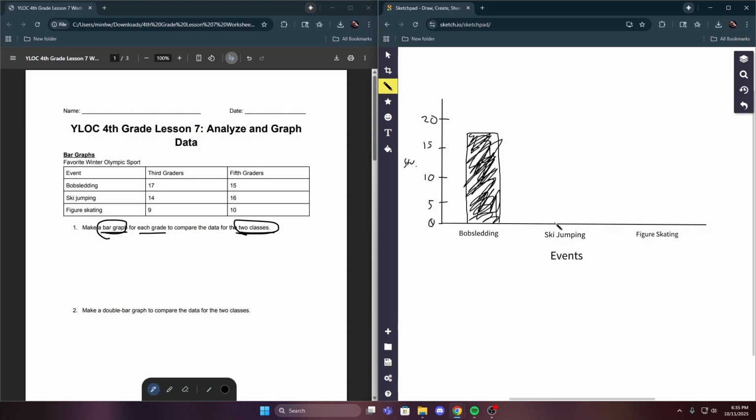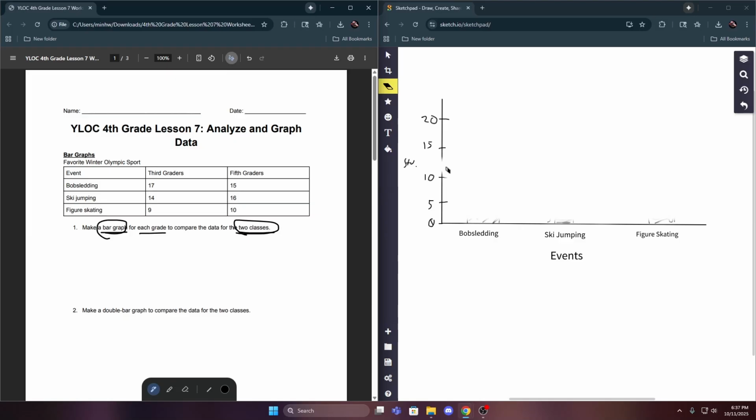Now for ski jumping, it'll be similar, right under 15, not all the way until 15. Again, let's fill this all the way out. Then for figure skating, again, right under 10, which will be somewhere roughly here. This is the completed bar graph for grade 3.